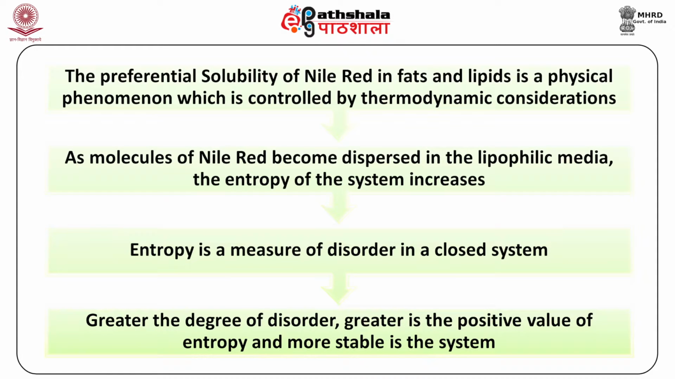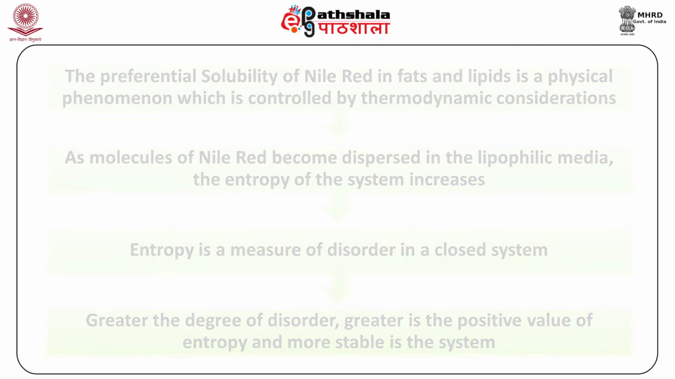The preferential solubility of Nile Red in fats and lipids is a physical phenomenon which is controlled by thermodynamic considerations. As the molecules of Nile Red become dispersed in the lipophilic media, the entropy of the system increases. Entropy is a measure of disorder in a closed system. The greater the degree of disorder, the greater is the positive value of entropy and the more stable is the system.